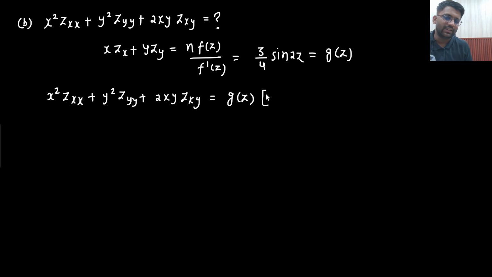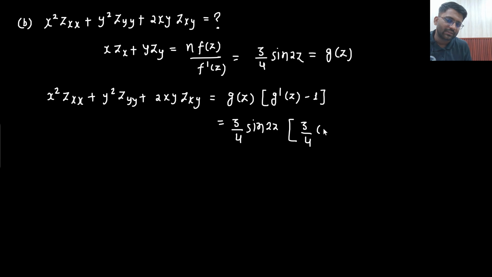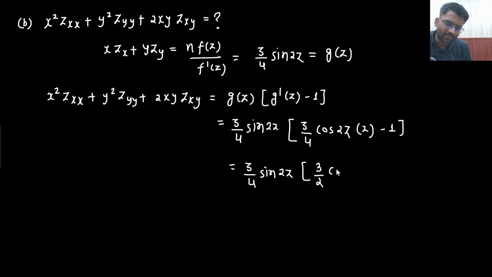So gz as it is, then differentiation minus 1. That's it. So what was your gz? 3 by 4 sine 2z. Now what will be the differentiation of 3 by 4 sine 2z? That will be 3 by 4 constant. Sine will have cos 2z, multiply with 2, minus 1. So what is the answer? 3 by 2 cos 2z minus 1.